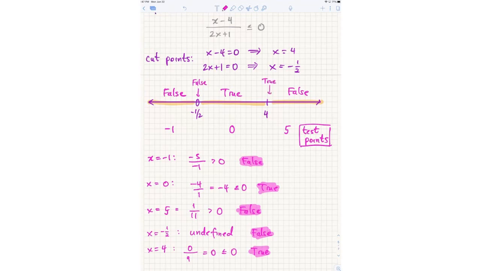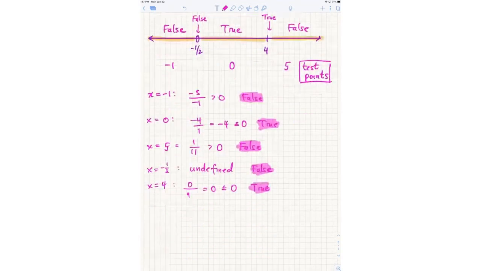So now our sign chart kind of tells us everything. So what is my final answer here? I'll just collect all the true, right? Wherever the inequality is true. So my final answer would be -1/2, not including -1/2. That's why I have a round parenthesis, all the way to 4, but I do include the 4.